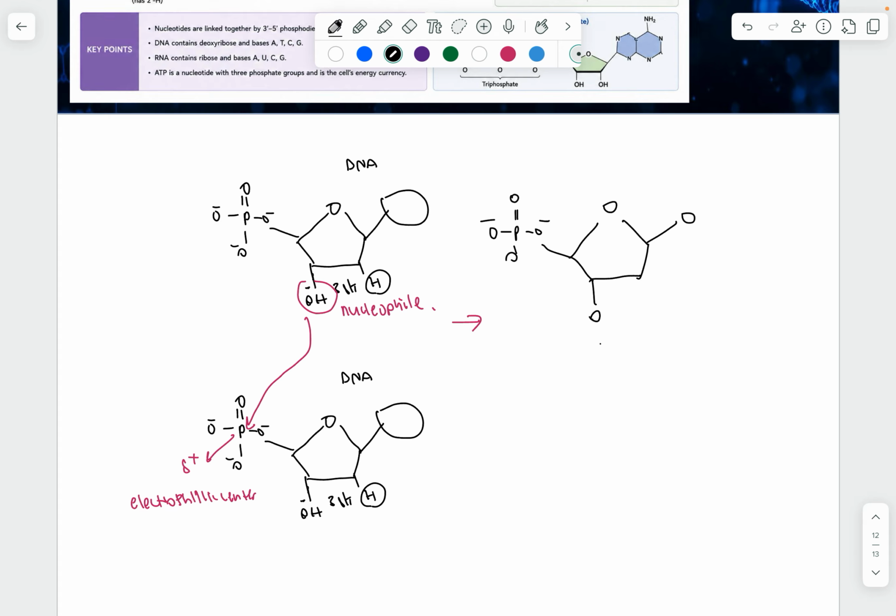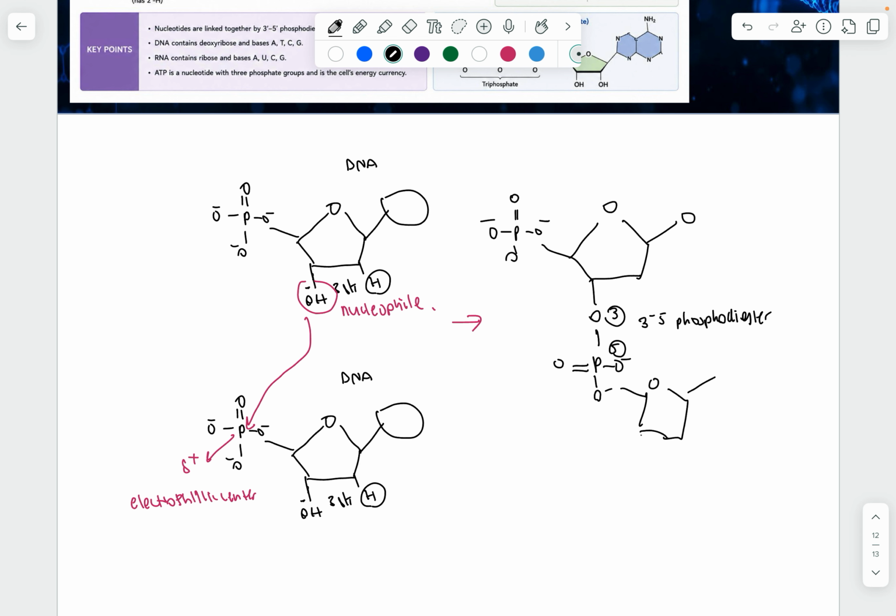So you have your O forming the bond with the P. And you don't have to know the exact format of the whole process. Just know how it's a 3 to 5 phosphodiester bond, because your 3OH is attacking the phosphate.